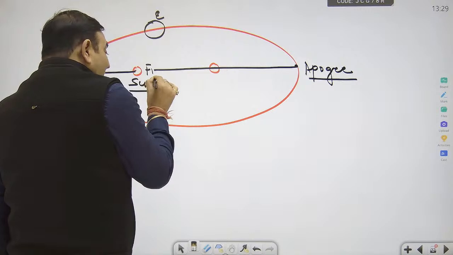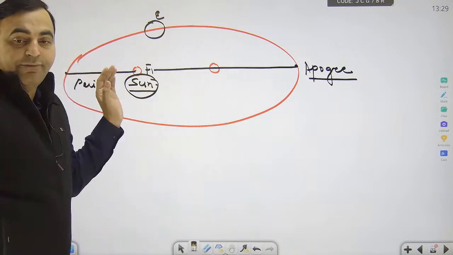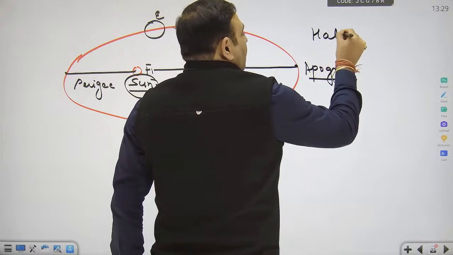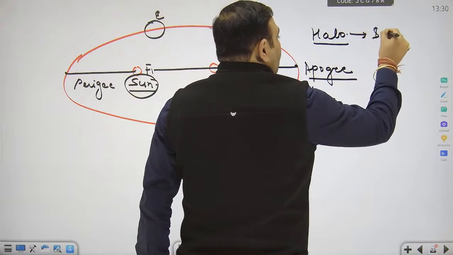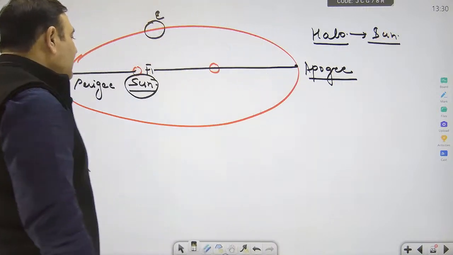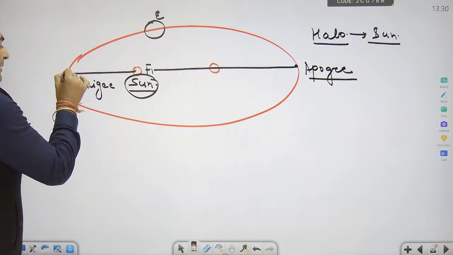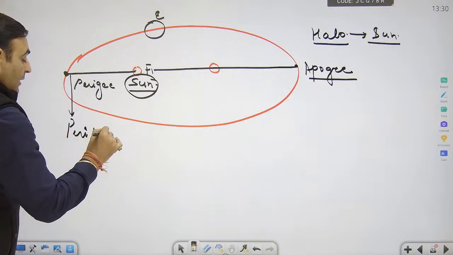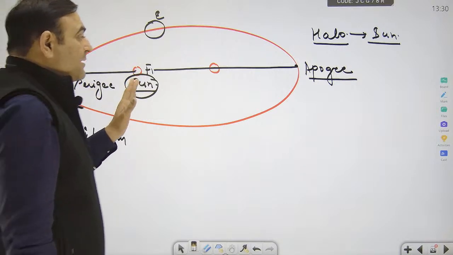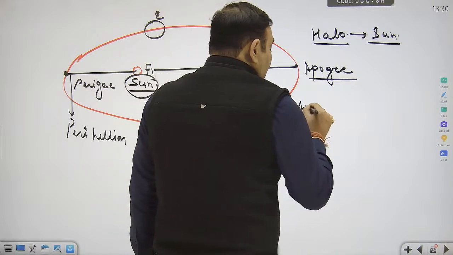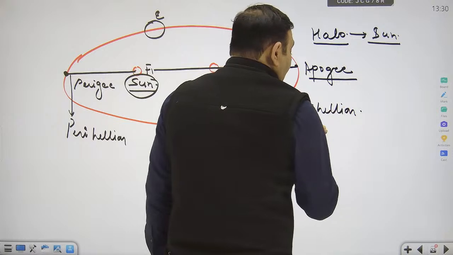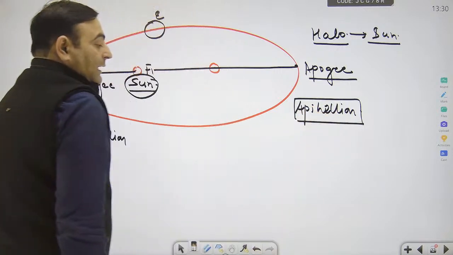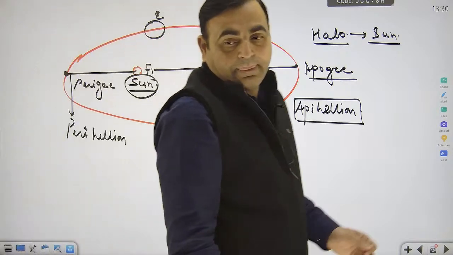Since we are considering the distance from the sun, and in Greek, sun means helios, the nearest point between the sun and the earth is known as perihelion. And the farthest distance from the sun is known as aphelion. Perihelion, aphelion. Is it clear, everyone?